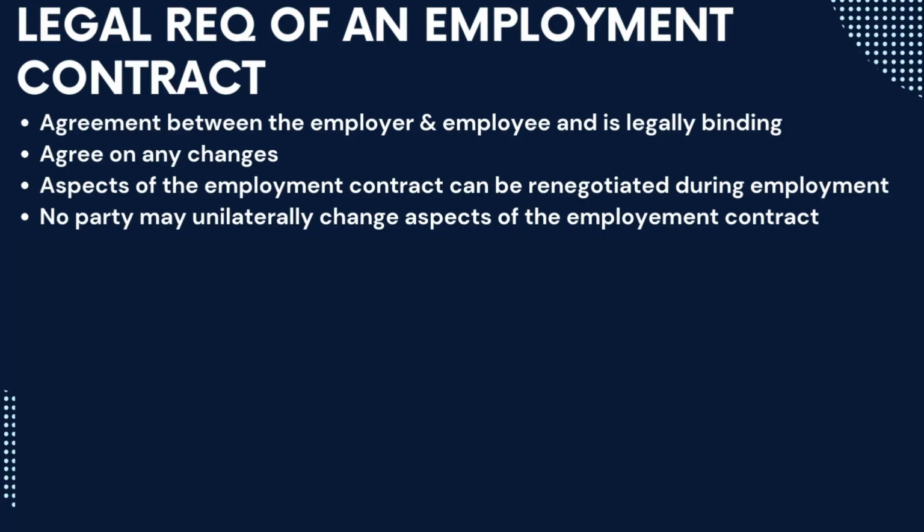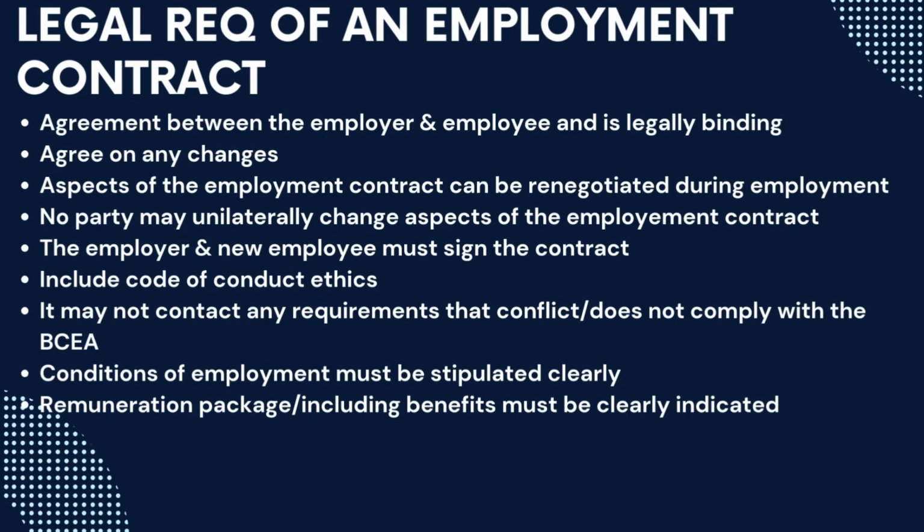Next point, no party, meaning the employer or the employee, can unilaterally change an aspect of the employment contract. They can't make any changes by themselves. The employer can't decide to decrease your remuneration without your agreement as an employee. Next point, the employer and the new employee must both sign the contract. And on the next point, the employment contract should include a code of conduct and a code of ethics.